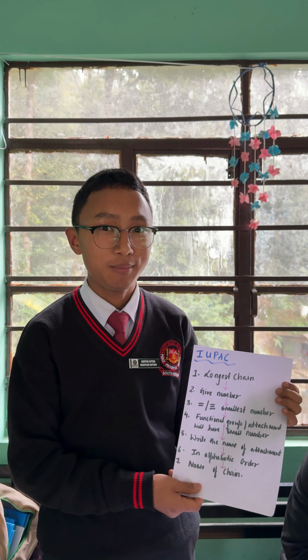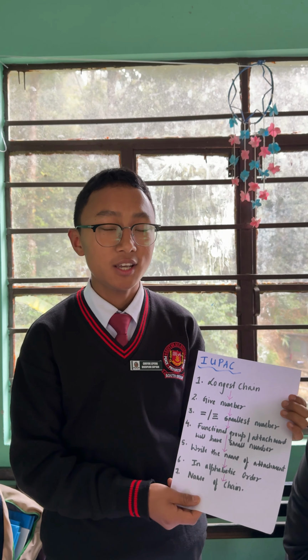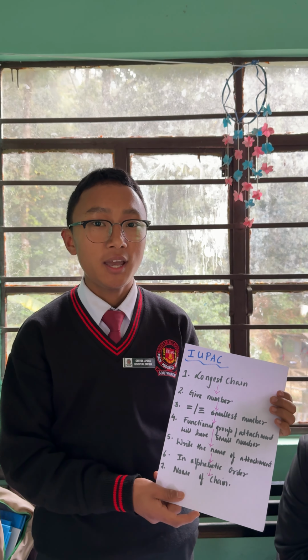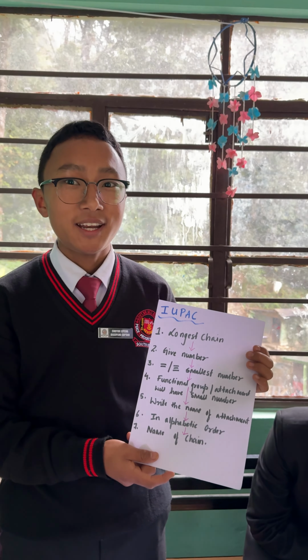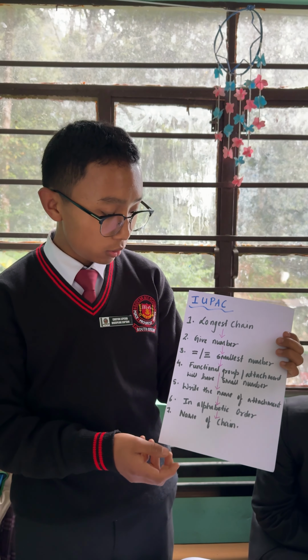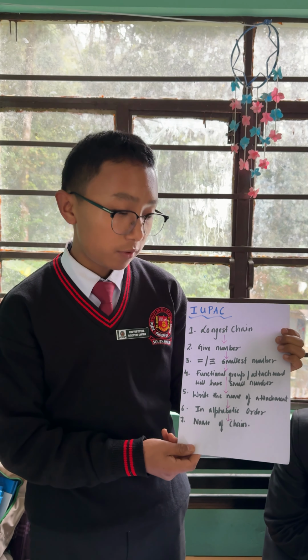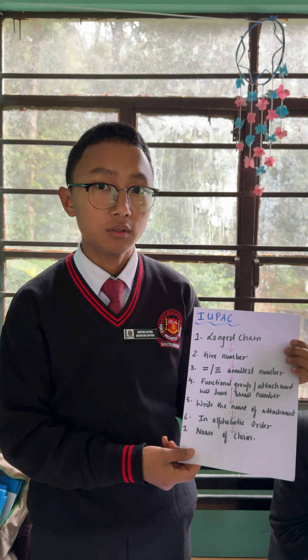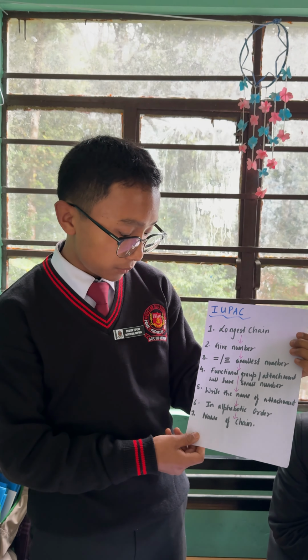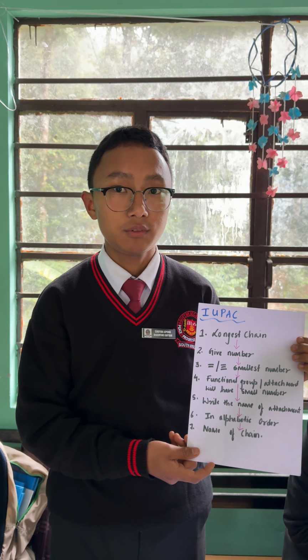To write the IUPAC naming, first we need to see the longest carbon chain. Secondly, we need to do the numbering, and double bond and triple bond will have the smallest number. Also, the functional group will have the smallest number. For the functional group, we need to name it in alphabetical order. And lastly, we need to write the name of the chain.